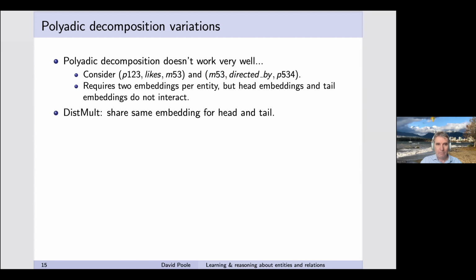All right. There are a few solutions to this. So DistMult shares the same embeddings for the head and the tail. That implies that relations are symmetric.